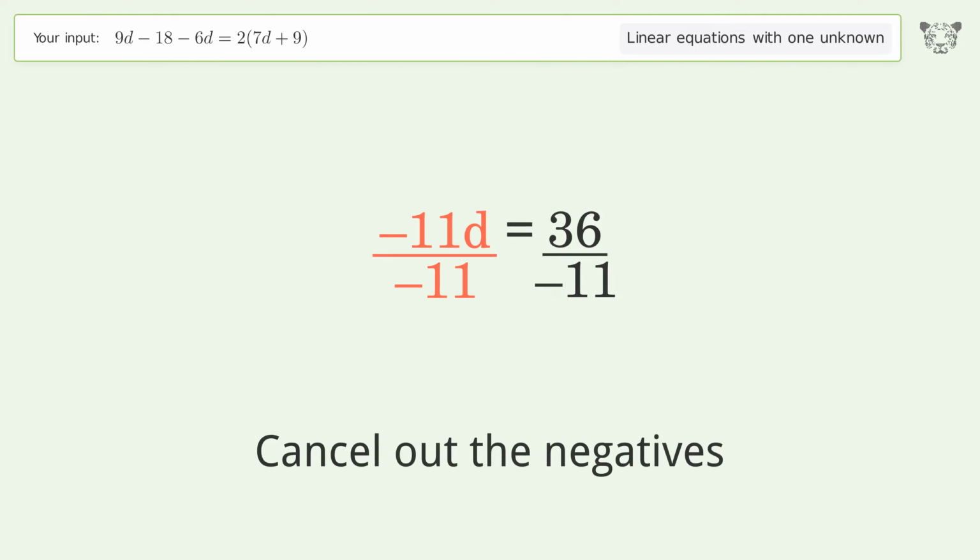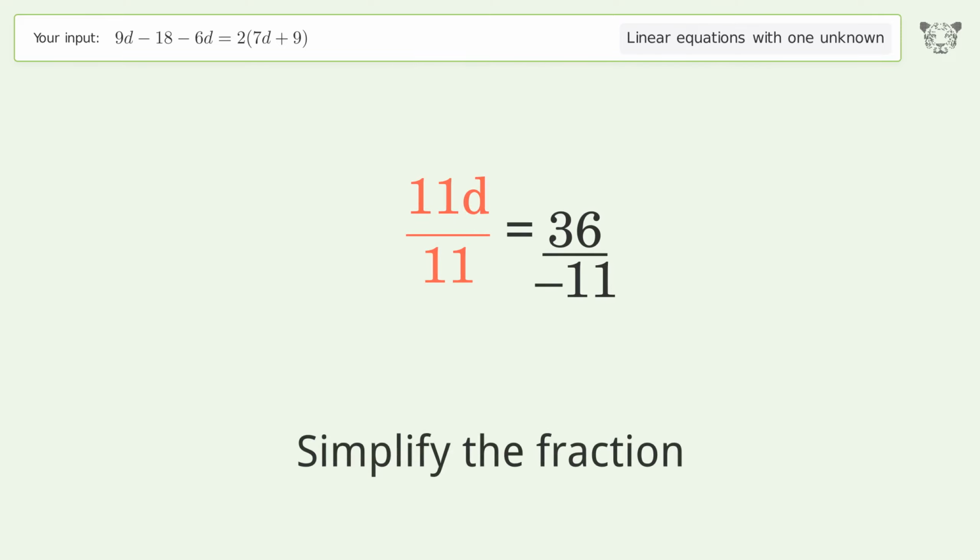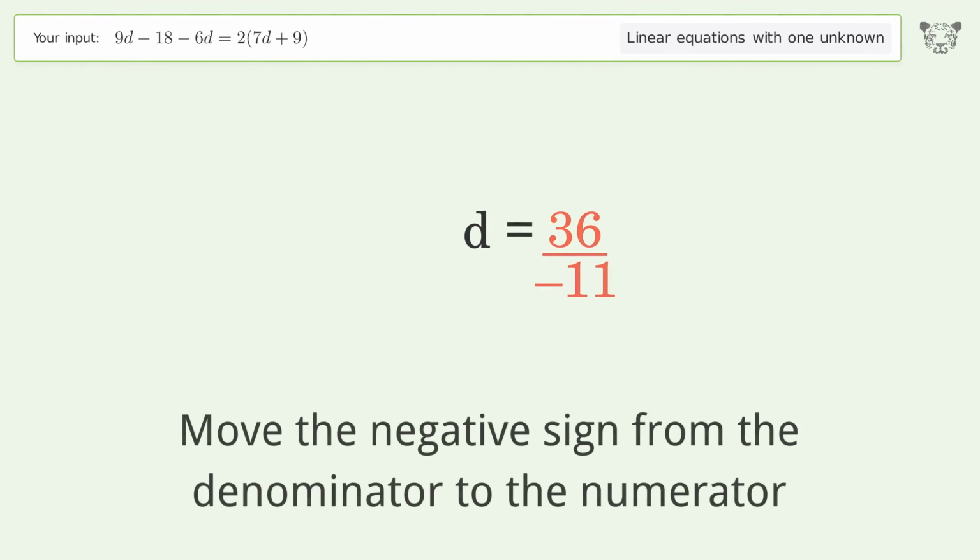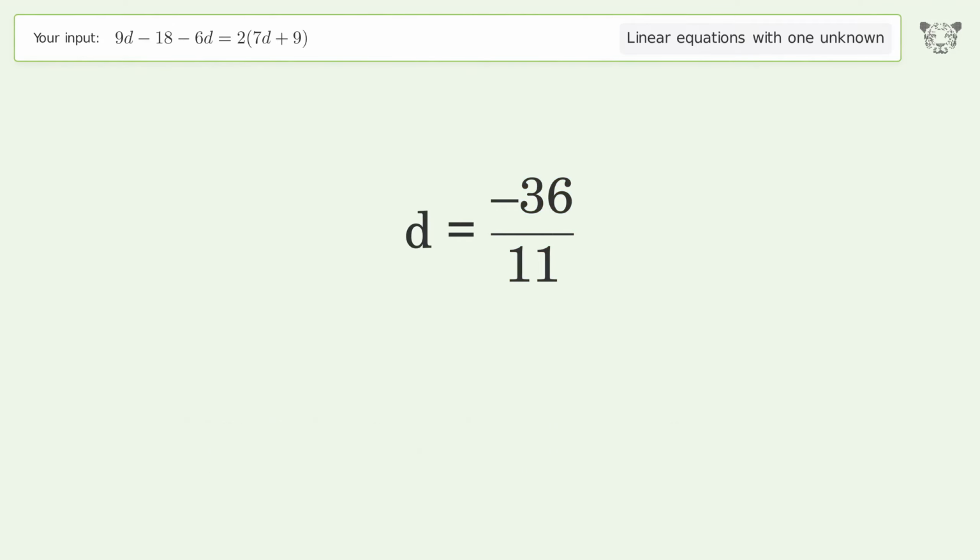Cancel out the negatives. Simplify the fraction. Move the negative sign from the denominator to the numerator. And so the final result is d equals -36/11.